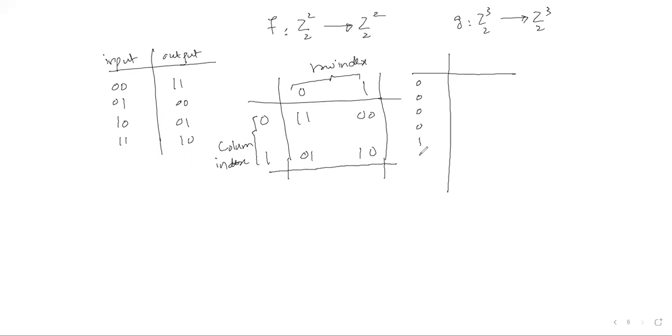This will be 1, then 1, then 1, then 0, 0, 1, 1, then 0, 0, 1, 1, then 0, 1, 0, 1, then 0, 1, 0, and 1. So this is my input, and this is my corresponding output. So I can say this will be 0.